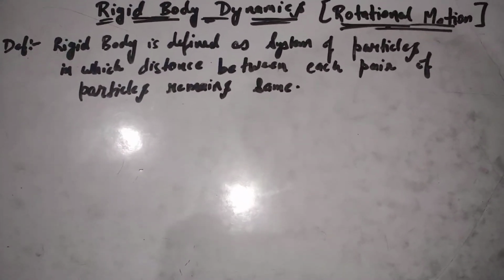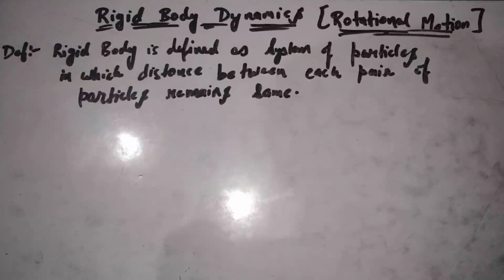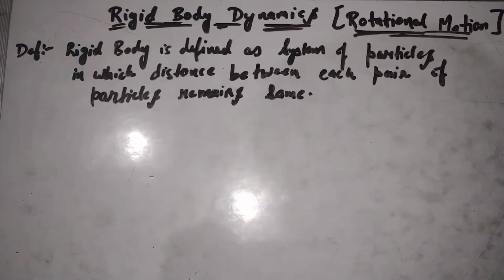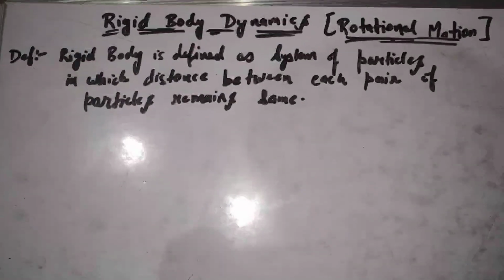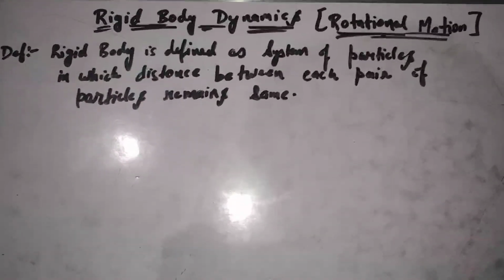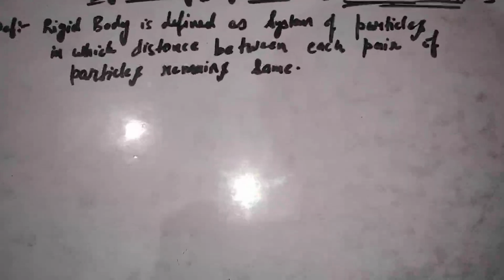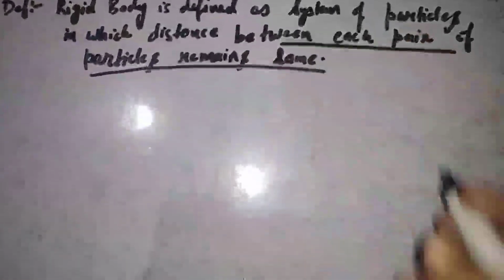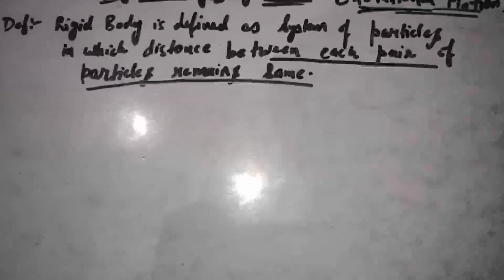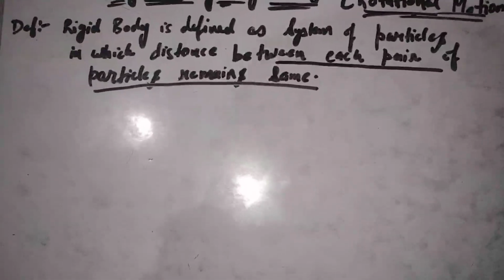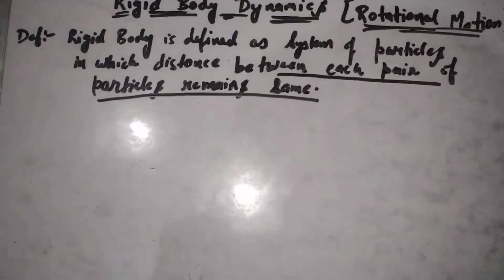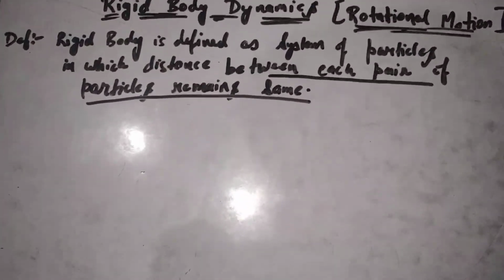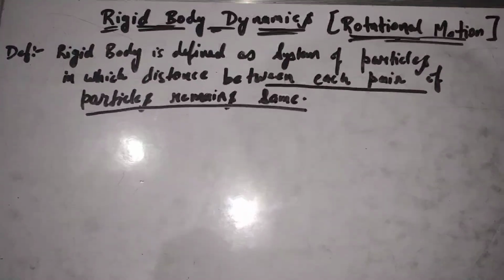So let's begin with the definition itself. What is a rigid body? As written there, a rigid body is defined as a system of particles in which the distance between each pair of particles remains the same. This line, that the distance between each pair of particles remains the same, is the fulcrum of rigid body dynamics, which means that under any condition the distance between two particles must not change. So we'll understand the definition with a few examples.